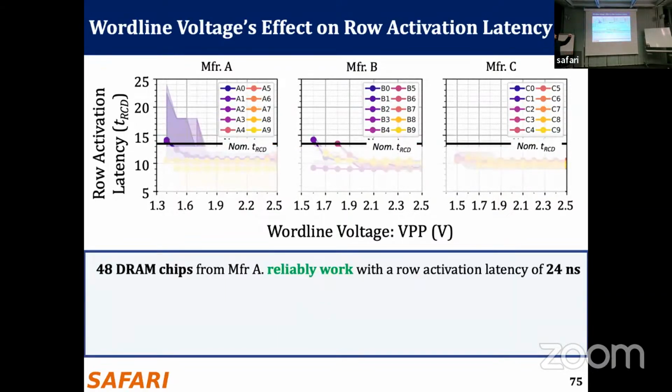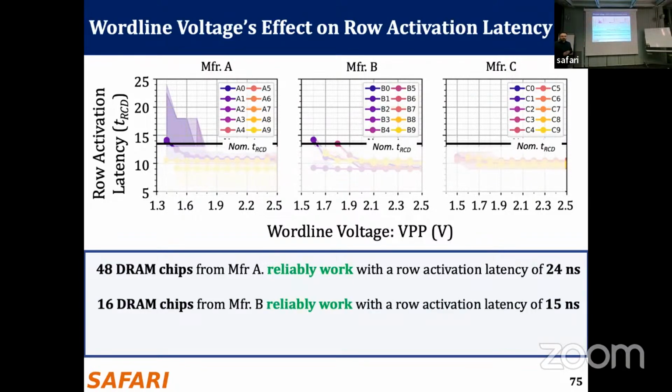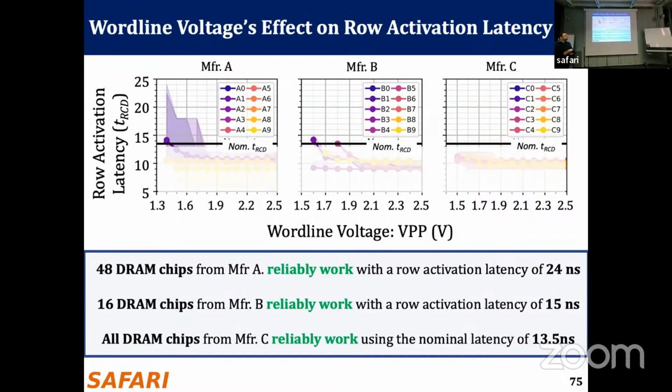And so when we look at the latencies above the nominal tRCD, or row activation latency, we observe that 48 DRAM chips from manufacturer A reliably work with row activation latency of 24 nanoseconds. So we need to increase the activation latency to 24 nanoseconds for those rows in those chips. And for 16 DRAM chips, this value goes to 15 nanoseconds from 13 and a half, if I remember. And for manufacturer C, you don't even need to change nominal tRCD. All tested chips already work.